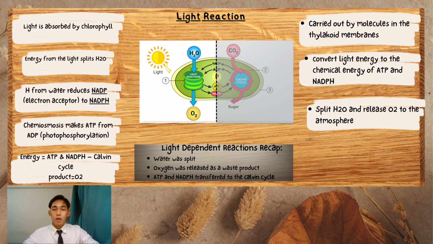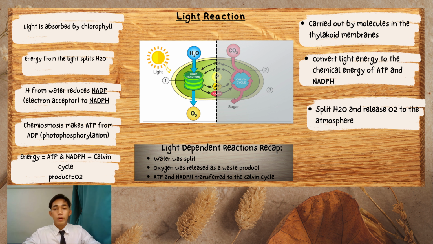The light reaction will produce oxygen. That reaction is also carried out by molecules in the thylakoid membrane. It also converts light energy to the chemical energy of ATP and NADPH. And lastly, the light reaction splits H2O and releases O2 to the atmosphere.